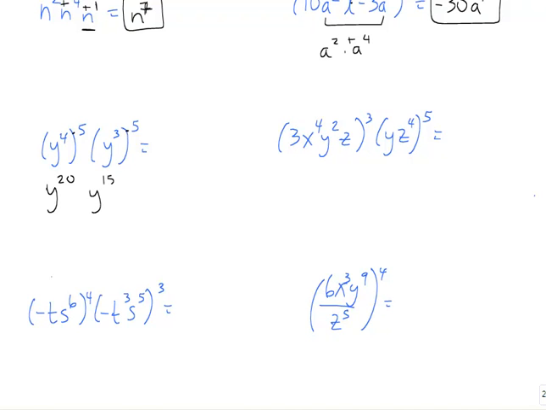Now that those parentheses are gone, I'm just multiplying my bases, and my product rule says that I can add exponents in that case. So this becomes y to the 35.